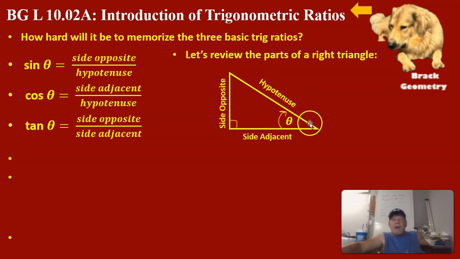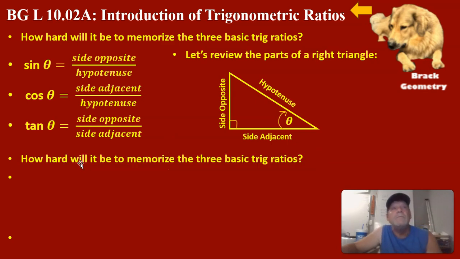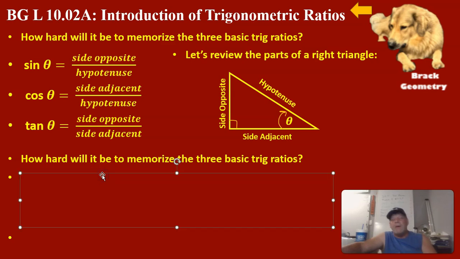Now remember, the side opposite, you just go through the triangle. The hypotenuse is opposite the right angle. And then the side adjacent is the side that's not the hypotenuse, that is a leg of the angle you're dealing with. Okay, now those are important. If you can't do them, you can't do the trig. So, how hard will it be to memorize these? I already asked that before.